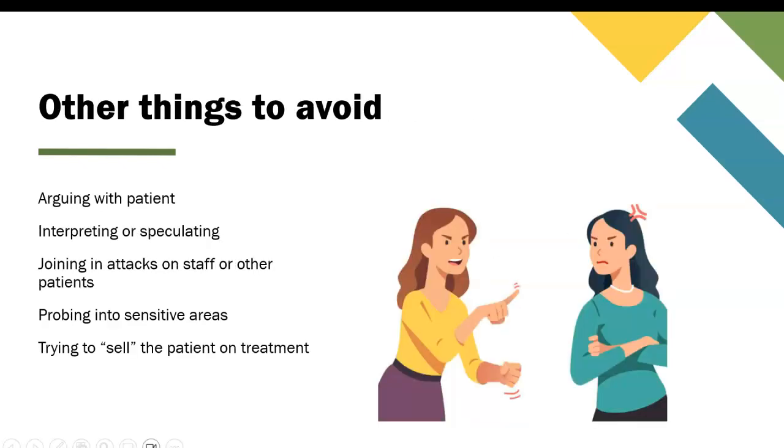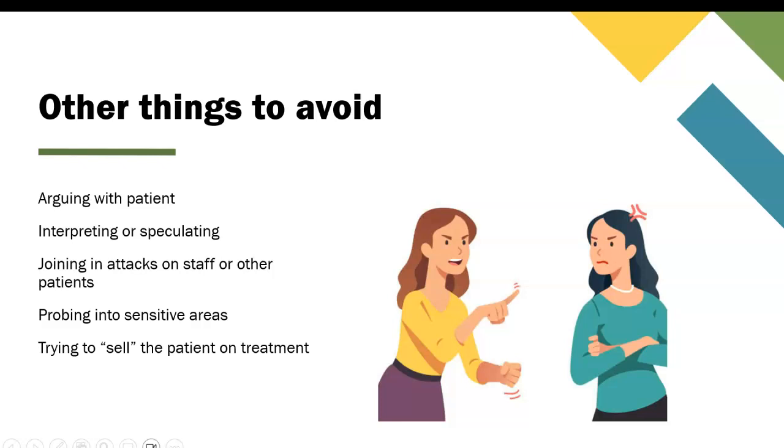Other things to avoid. You don't want to argue with the patient. You don't want to try to do psychoanalysis, right? Interpret what they say or speculate about, I think what might be going on is you didn't have a very good relationship with your mother when you were growing up. Well, if they've specifically told you about that, then you can make that observation. But if that's just coming out of your speculation, that's not helpful to a patient.